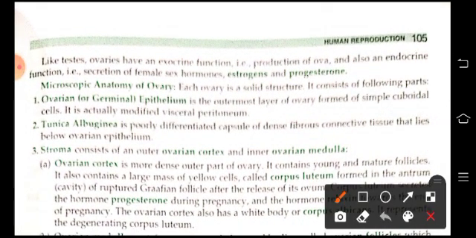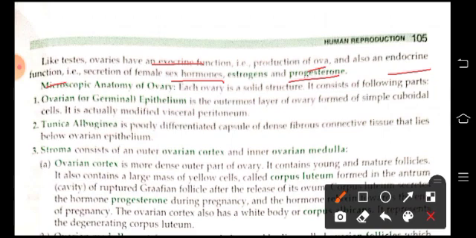Now these ovaries also perform the function of exocrine glands, that is, they produce the ova, and they also function as endocrine glands because they secrete the female sex hormones, estrogen and progesterone. So let's come to the microscopic anatomy of the ovary.